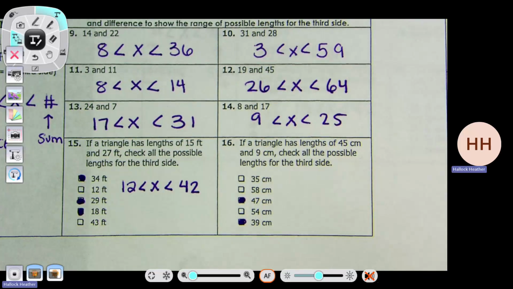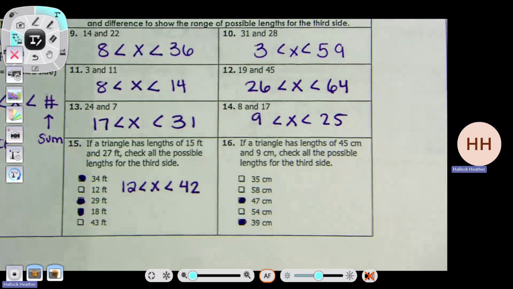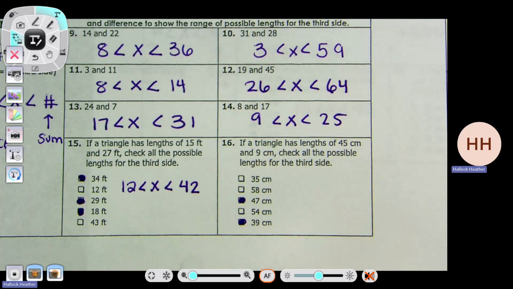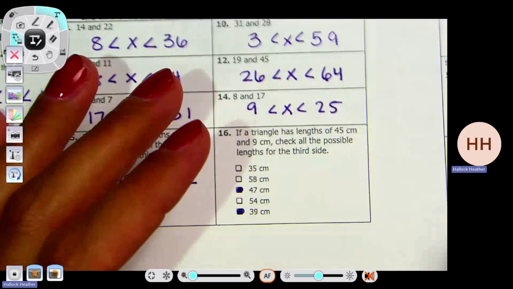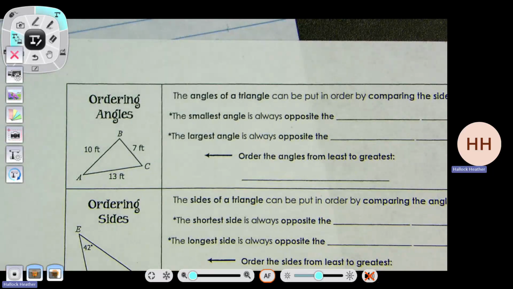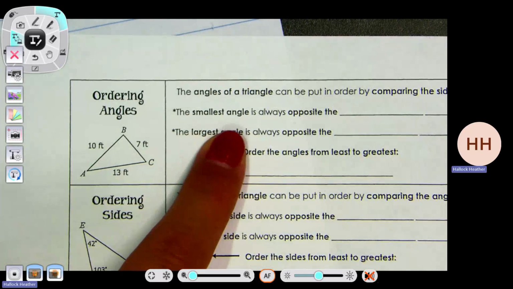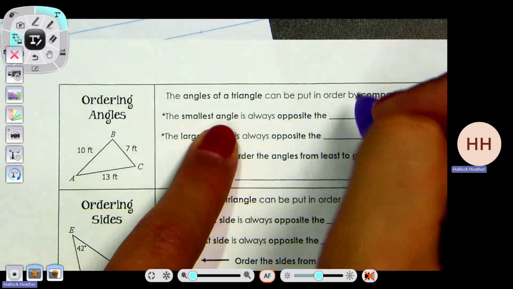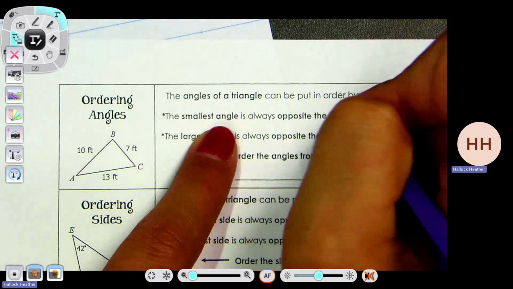So the next thing is also easy peasy. It's basically rearranging the smallest angle to the largest angle, or the smallest side to the largest side, so rearranging in order. Some of you have good eyeballs and can just look at the picture and tell which angle is the smallest, using common sense. Some of you don't have common sense, so I'm going to show you the hard way. The smallest angle is technically always opposite the shortest side.